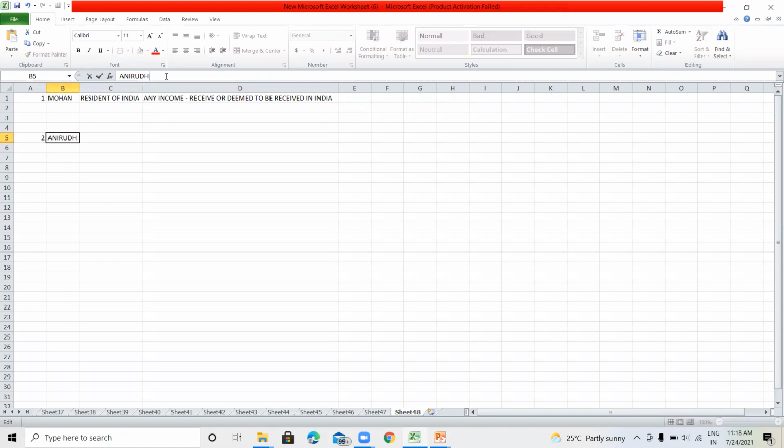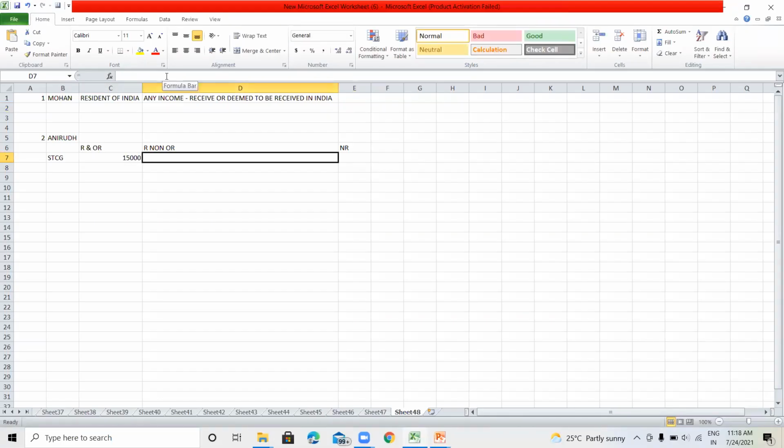Number one, he is a resident and ordinary resident, resident but not ordinary resident, and then non-resident. Number one income is short-term capital gain. It will be taxable in all cases because it accrues and arises in India.